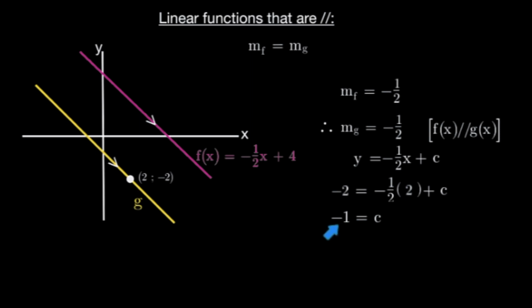And there we go. We can also see that we are correct because this point looks like it could be minus 1. So g(x) is equal to -½x - 1, and that is the equation of our yellow line.